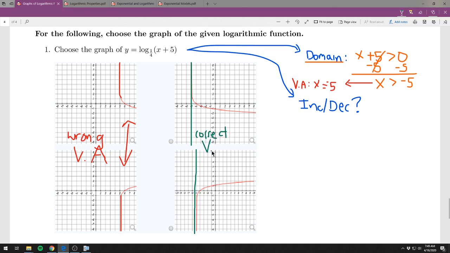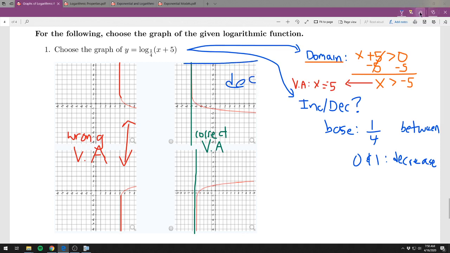So we need to look at one other thing, and that's the increasing or decreasing part. Since our base is between 0 and 1, it should be decreasing. Out of these two choices, the bottom one is increasing, the top one is decreasing. But the top one is our correct answer.